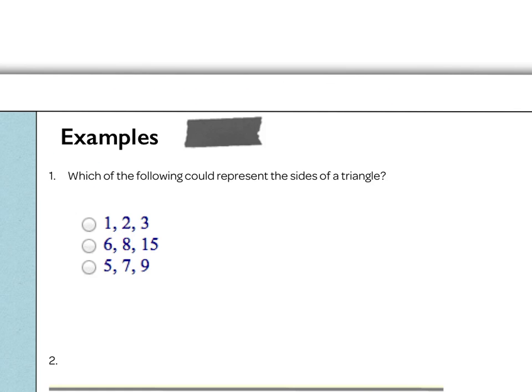Here's question number 1. It says, which of the following could represent the sides of a triangle? So we actually have to test all 3 to see which one works. We're going to start with the first one. We're going to go 1 plus 2. Is that actually greater than 3? Remember, it has to work for all combinations. So when we test this, we get 3 is actually not greater than 3. This is false. So this set cannot work at all.